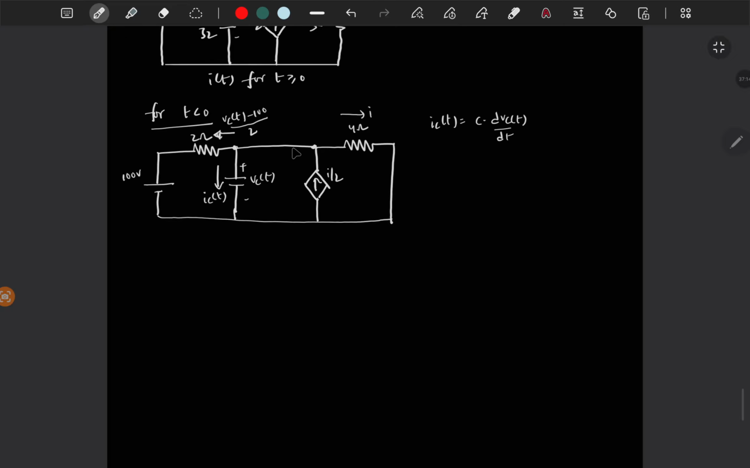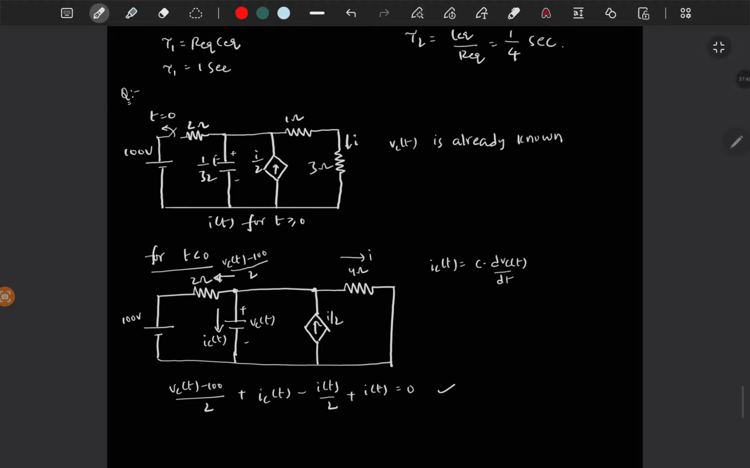So if you apply KCL at this node, then this is leaving current, which is VC of t minus 100 by 2, plus this is also leaving IC of t, and this is entering, so minus I of t by 2, and this is leaving plus I of t, which is 0. So from this you can get I of t. So IC of t is known, which is C dV by dt, and we know already VC of t. So you will get this I of t equation.